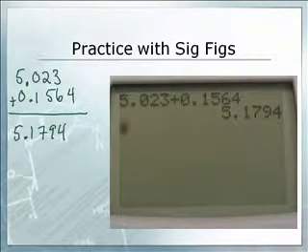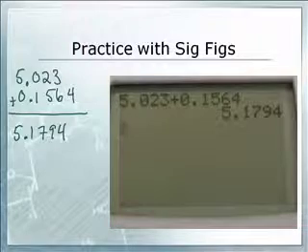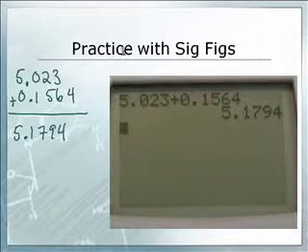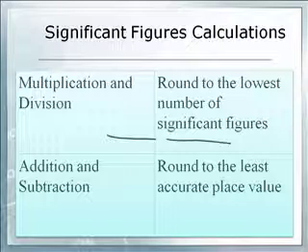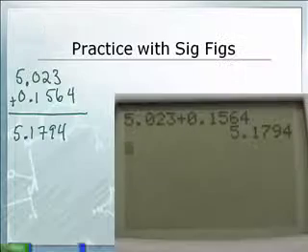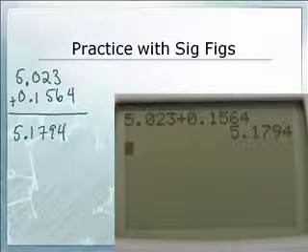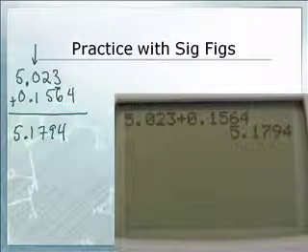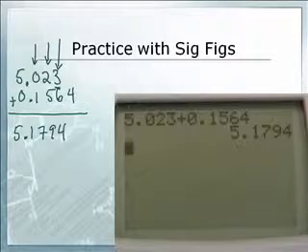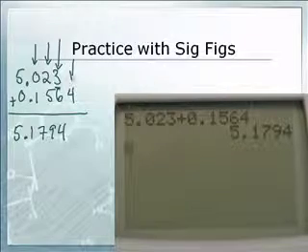The calculator's wrong? I cannot believe it! Yes, we have rules for rounding when we add significant digits. So let's go back and look at that rule for a second. What was that rule? Add and subtract, we round to the least accurate place value, or the least number of decimal places. The least number of decimal places is the first number, which has 3 decimal places. This is the 10ths place, the 100ths place, the 1000ths place, and then this is the 10,000ths place.